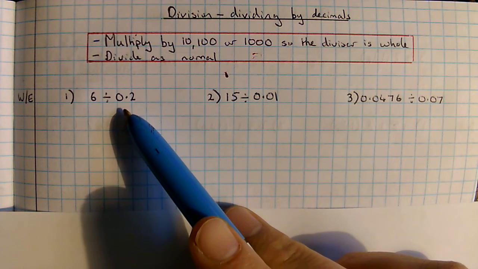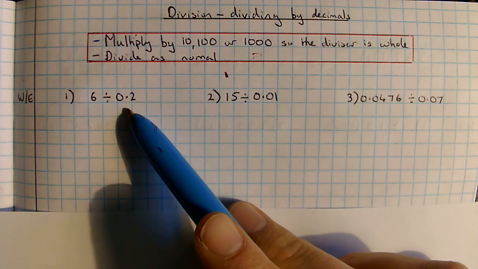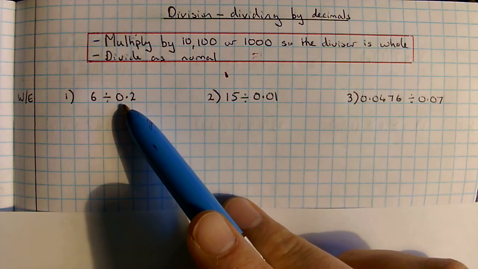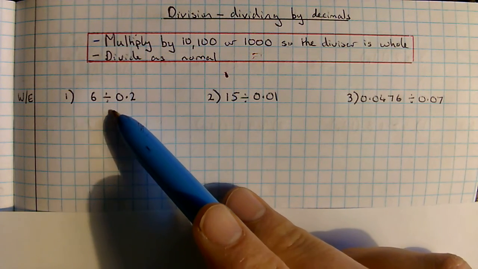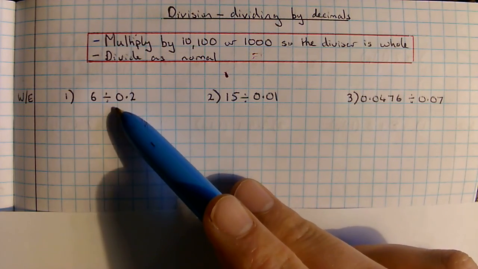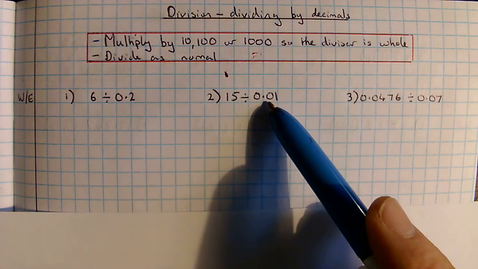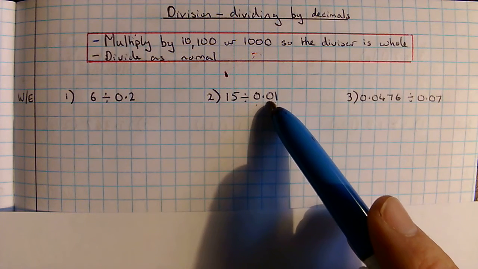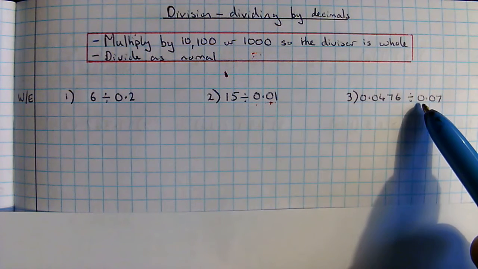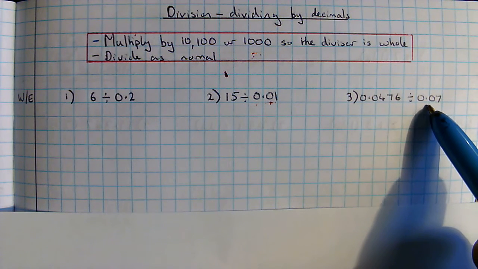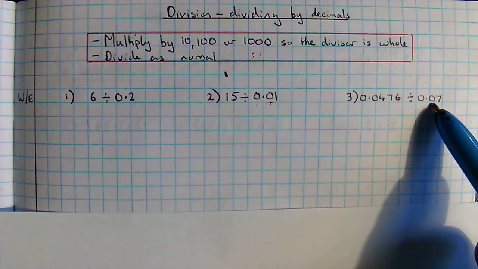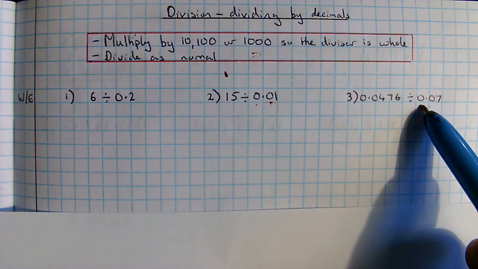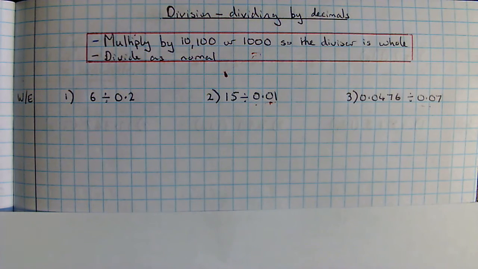So for example, in this case, when we're dividing by 0.2, we'd need to multiply both numbers by 10 to turn this into a whole number. Here, to turn this into a whole number, we'd need to move it 2 spaces, so we'd have to multiply it by 100, and again here we're going to have to multiply everything by 100 to make this 0.07 into a whole number. Okay, so let's have a go with these 3 worked examples.